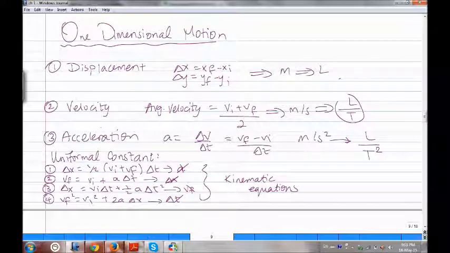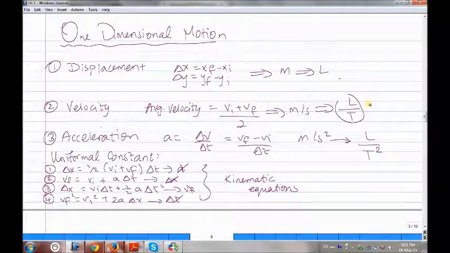And then for the third one, delta x is included, and it equals vi times delta t, which is the time, plus half a delta t squared. Here the final velocity, or vf, is not included. And for the final one, vf squared equals vi squared plus 2a, where a is the acceleration, times delta x, the displacement. Here we don't have the time.